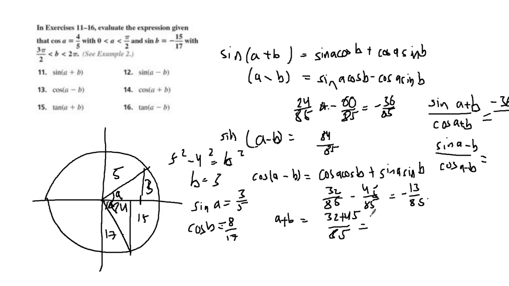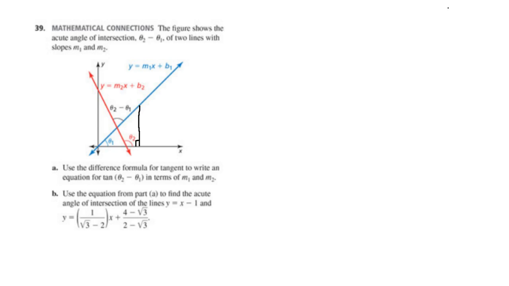It's 77 over 85 because cosines can't be more than 1. So a minus b is 84, and then cosine of a minus b is minus 13. So it's 84 over minus 13. Finished. Done.